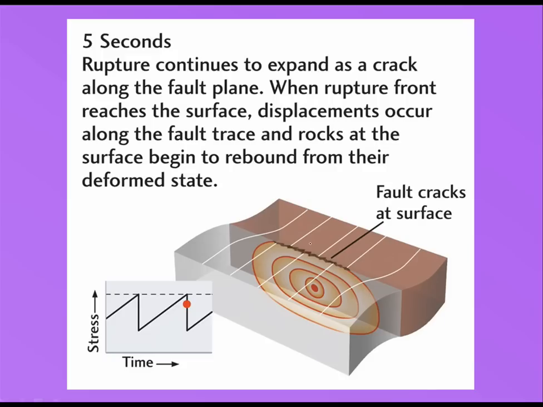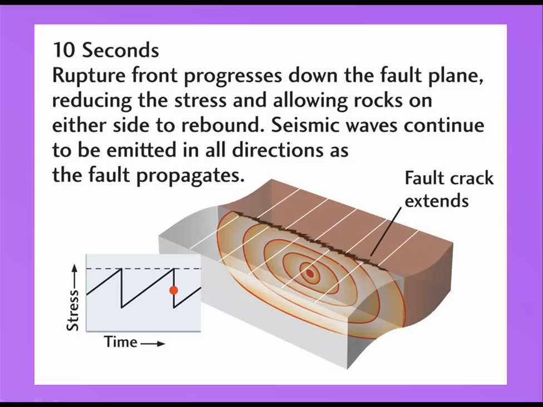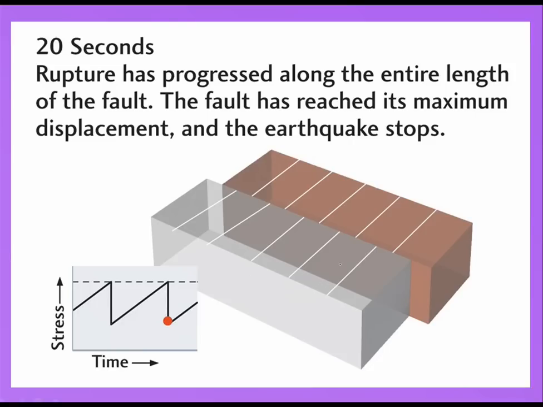After a few seconds, some of those waves will hit the surface and you see faulting occurring. So it's not like the entire fault moves as two blocks next to each other all at once. The fault kind of unzips along the fault zone as it radiates outward. After a few seconds, the fault has extended until finally the rupture has progressed all the way, it stopped, and the stress has been returned to zero.